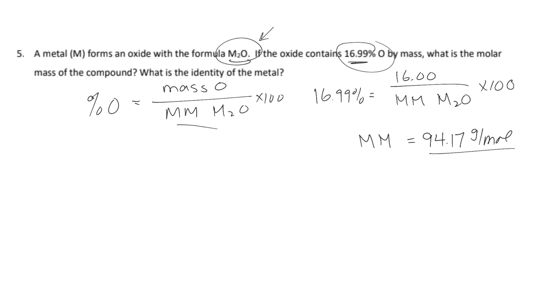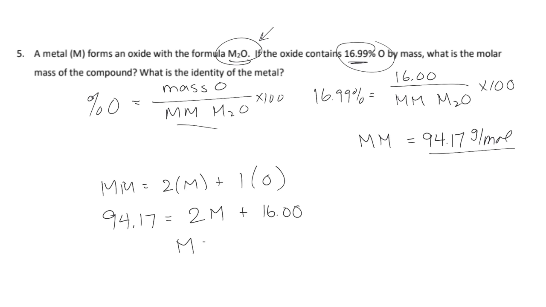Now I want to figure out, well, what is M? In order to do that, I'm reversing the molar mass formula because the molar mass of this substance is going to be 2 times the mass of M plus 1 times the mass of oxygen. So the molar mass of the whole thing is 94.17, is 2 times the mass of M plus 16. When I solve for M, I get 39.09. I look at my periodic table, and I find that decimal number on the periodic table, and that is potassium.